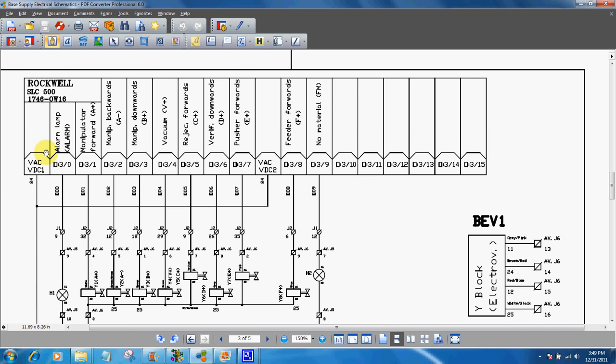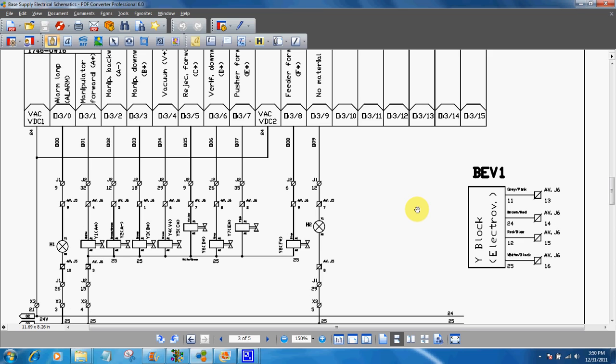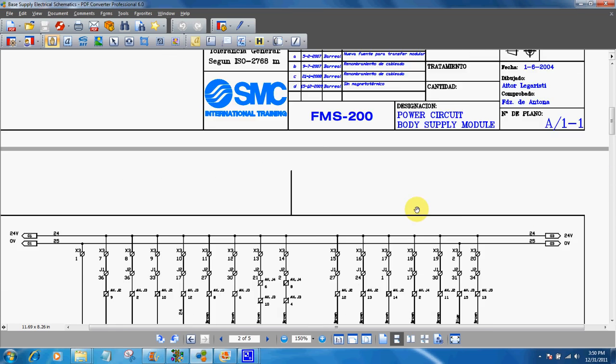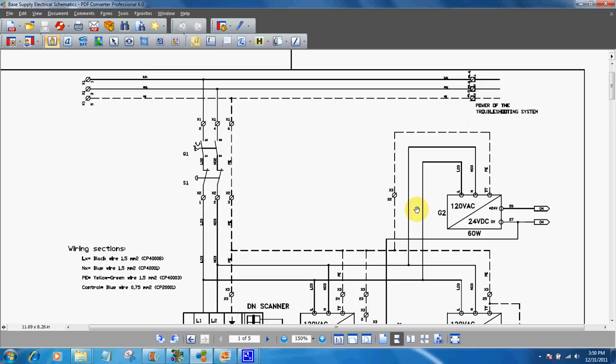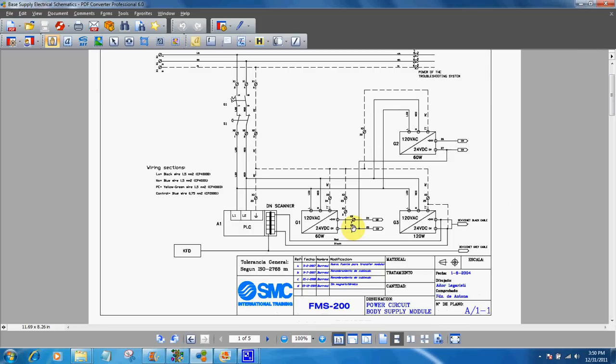Same thing here with our outputs. Our outputs go through O:39, leaving us 310 through 315 as spares. So if we needed to expand and add additional output devices, we could do so in the future. So again, this is the basics of being able to read an electrical schematic. I hope it has made it easier for you, and we will be using these in the future as we continue our PLC programming.